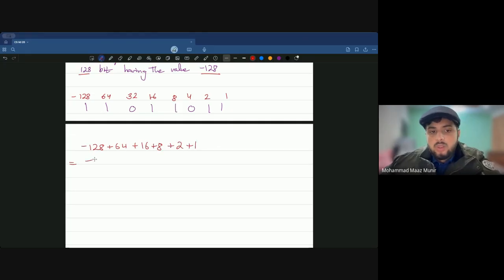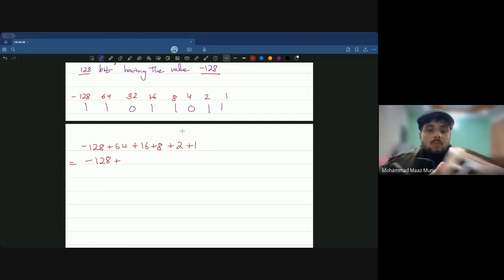Let's do it on the calculator. -128 plus this all is going to be 64 plus 16 plus 8 plus 2 plus 1. It's basically 91. And so now it's the same thing. -128 plus 91 is what?